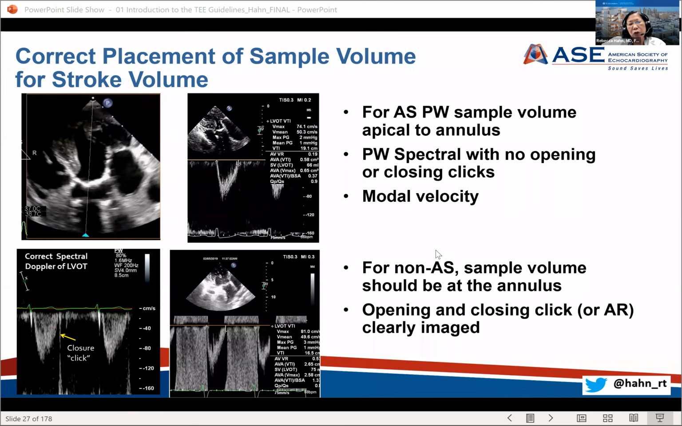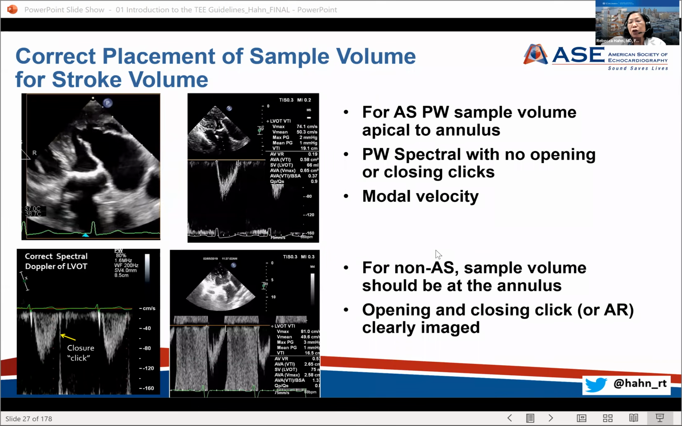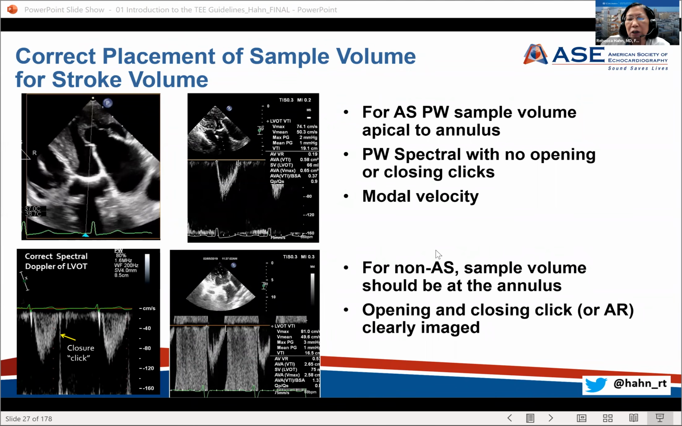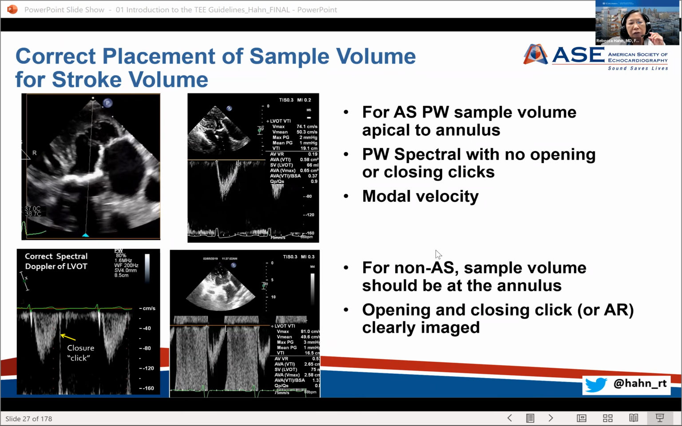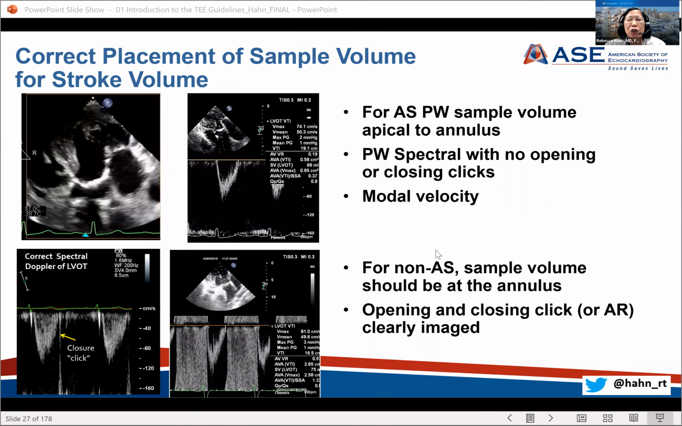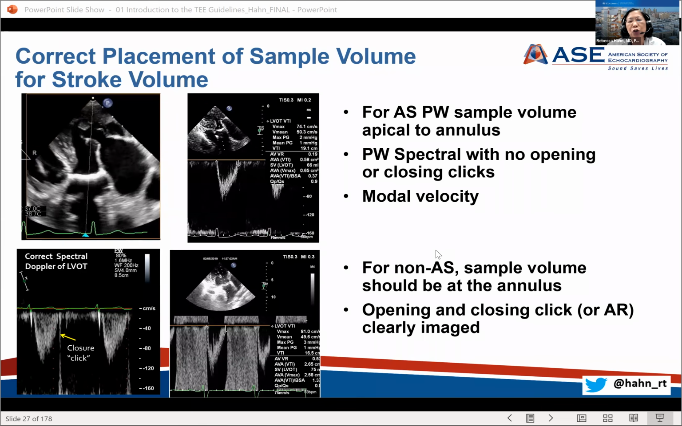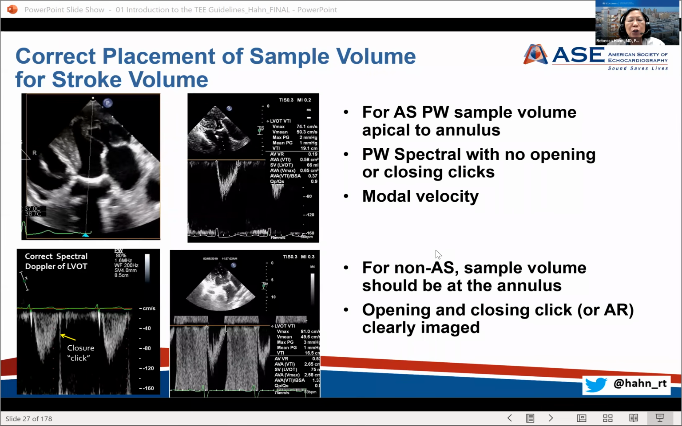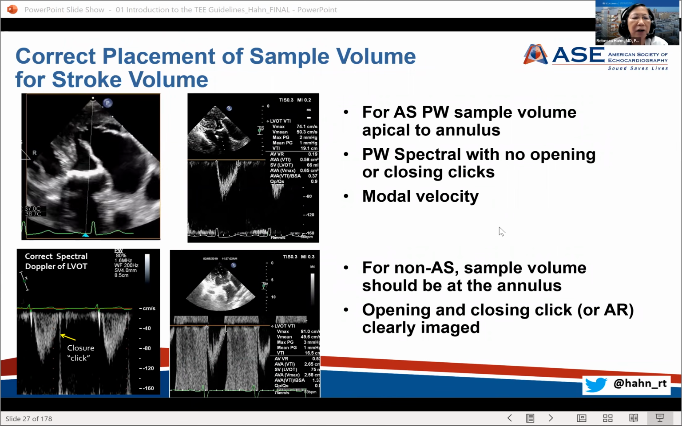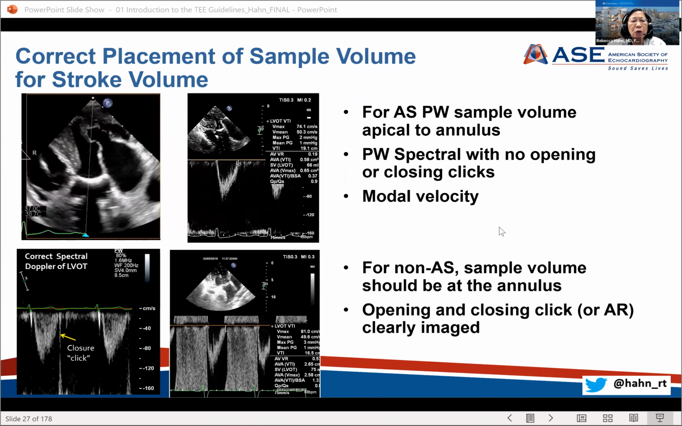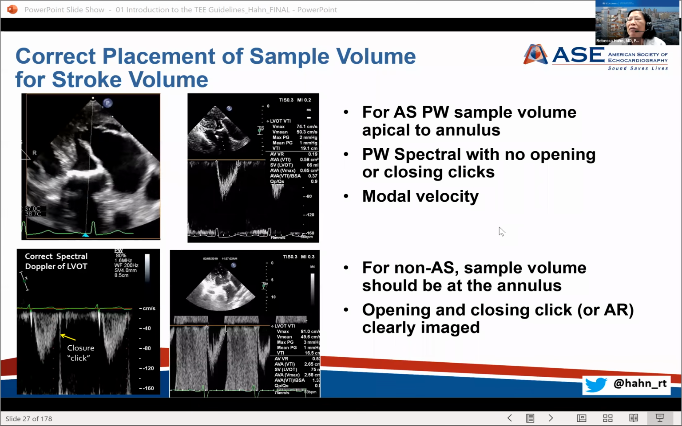I don't show it to you on this slide, but we'll turn the color Doppler on and then set our sample volume just apical to the flow convergence. That allows us to measure the modal velocity. So you're trying to measure the non-spectral broadened PW profile, which is the one to the right-hand side of the moving image. And you can see that a modal velocity means you've got almost laminar flow, and almost all the blood cells are traveling at one speed.